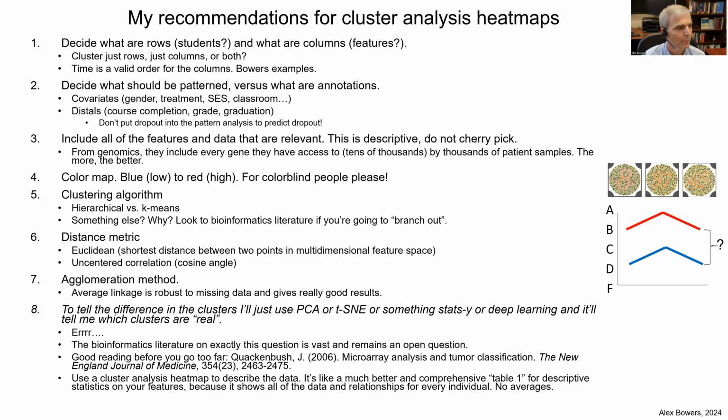So clustering algorithms. Number five, choose whether or not you're going to use something like hierarchical or k-means. But maybe you want something else. So look at the bioinformatics literature if you're going to branch out, because you're using cluster trees. Anyway, number six, pick your distance metric. Euclidean is a good place to start, the shortest distance between two points in a multidimensional feature space. But you might also think about uncentered correlation or the cosine angle, which is nice.